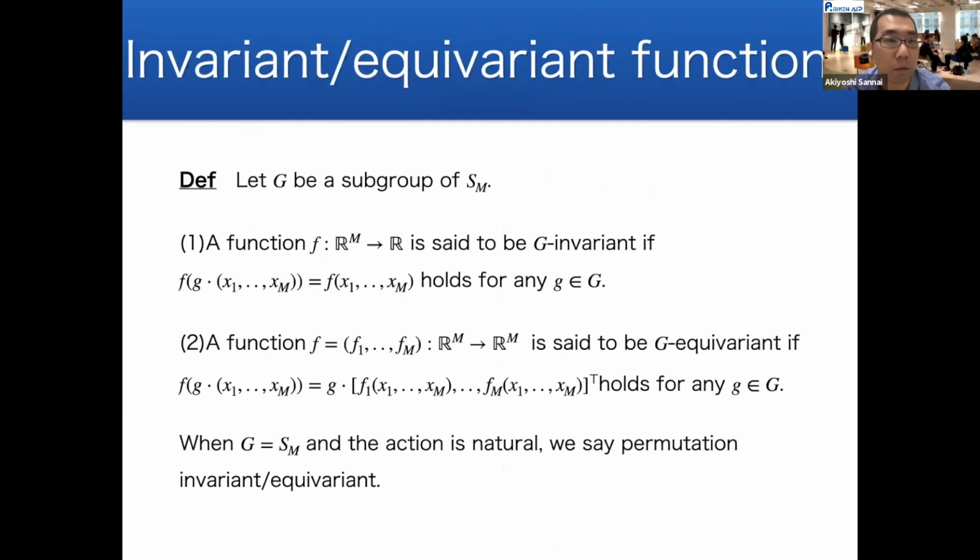Instead, we focus on the following functions. Let G be a subgroup of permutations. The first is G invariance. A function is said to be G invariant if, when you multiply the matrix to the input, the output is the same as the value without multiplication. The second is G equivariance. A function is said to be G equivariant if, when you multiply the input by g, the output is the same as the output of the original x multiplied by g.